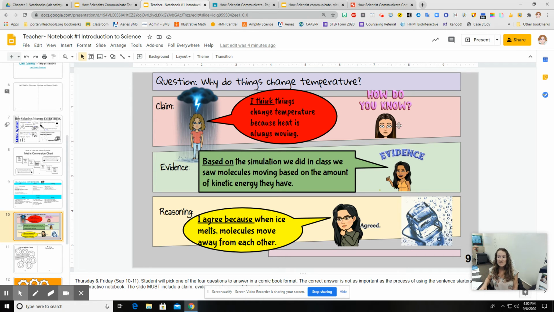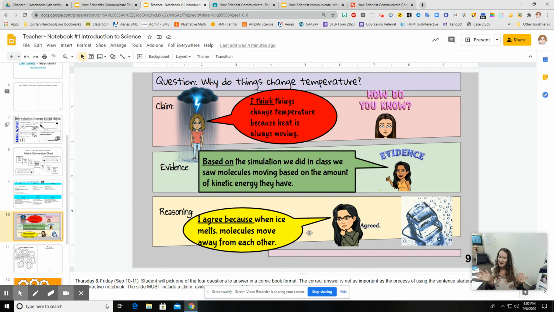And then Miss Colunga says, well, how do you know? So then Miss Villanueva gave us evidence based on the simulation we did in class, because once we start with Amplified, we will be using quite a few simulations. We saw molecules moving based on the amount of kinetic energy they have. And then for reasoning down here, I have Miss Guerrero, and she's saying, I agree because when ice melts, molecules move away from each other.